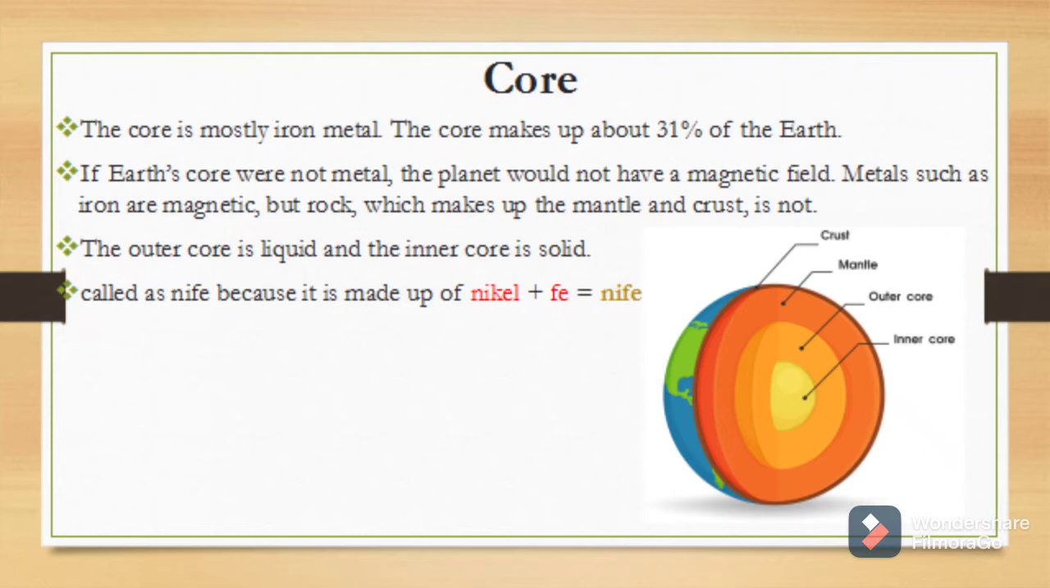The core is further divided into the outer and inner core. The outer core is liquid and the inner core is solid. It is also called NiFe because it is made up of nickel and ferrous. Ferrous is called iron.